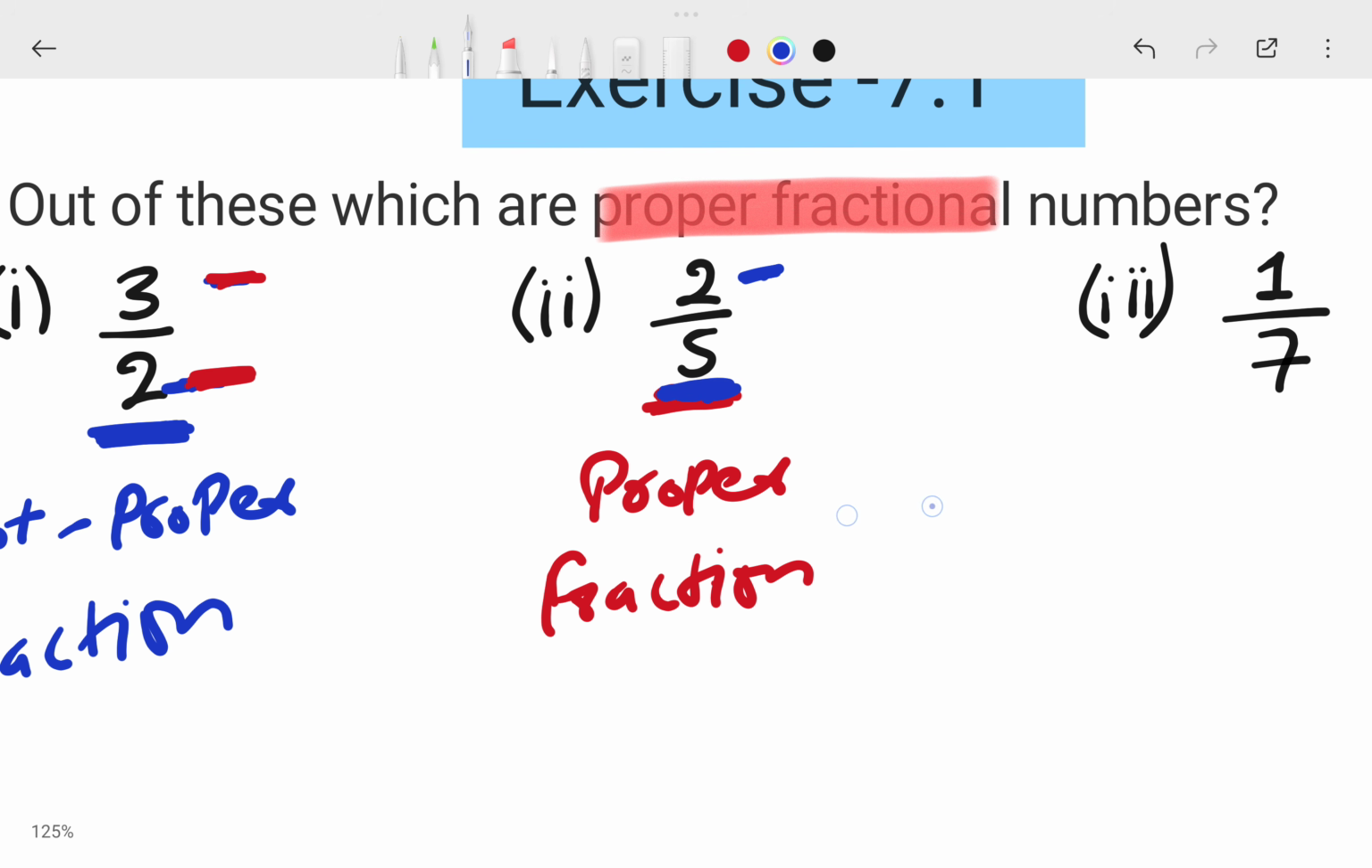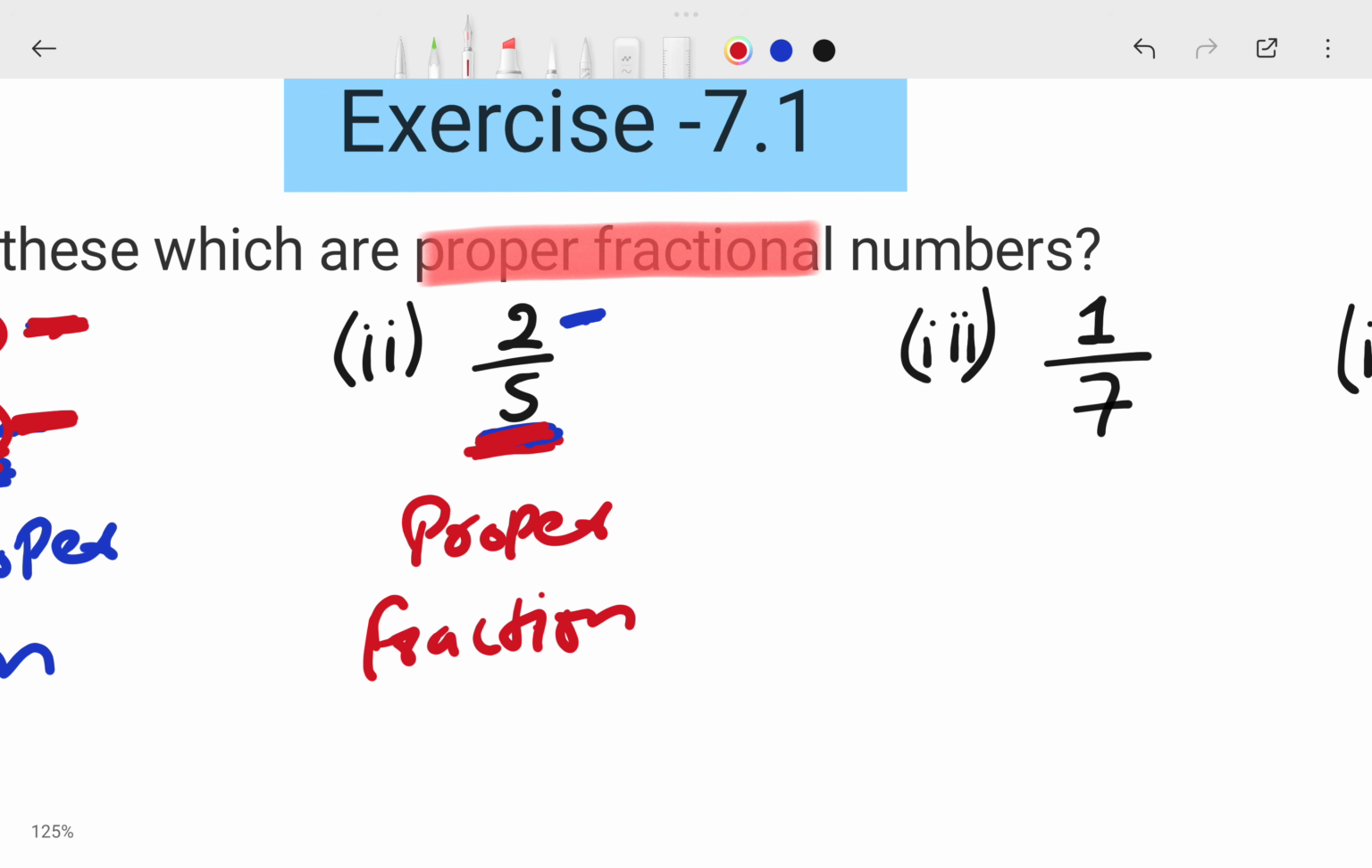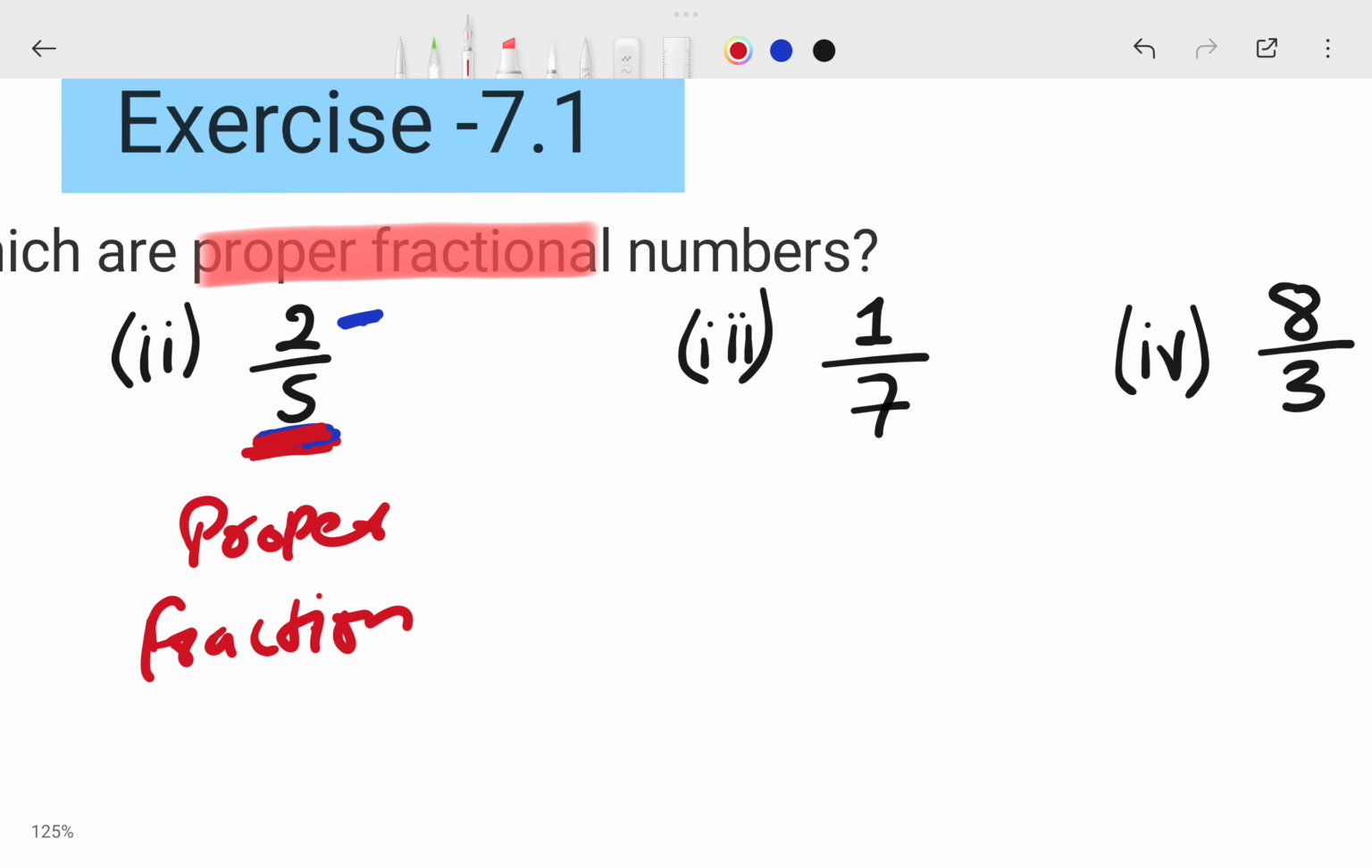Otherwise here, if you see, this is the denominator and this is the numerator. Here the denominator is not greater than the numerator, that's why it is not proper. But here the denominator is greater than the numerator, that's why it is proper. Otherwise you can simply understand like that.